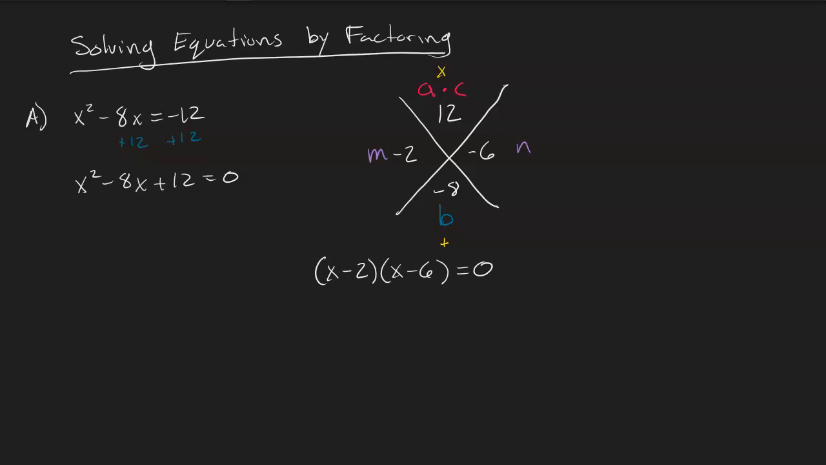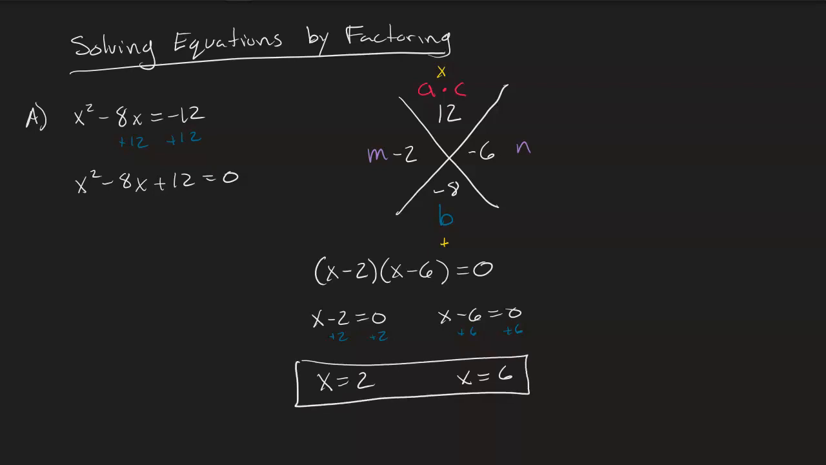And we've practiced this using the zero product property, where I can just identify my x-intercepts right away. But if you forgot, what we can do now is set x minus 2 equal to 0 and x minus 6 equal to 0 and solve for x. I can do that by adding 2 to both sides over here, adding 6 to both sides over here, and I'm left with x equals 2 and x equals 6. And that would be my solution for this quadratic equation.